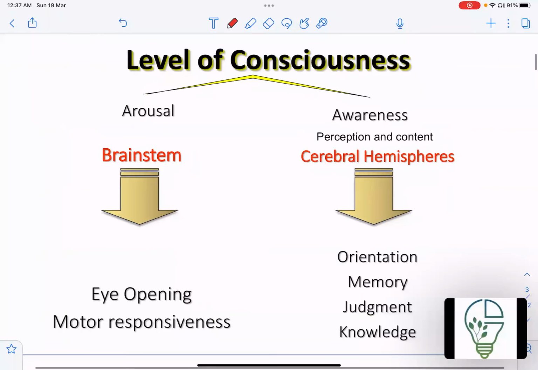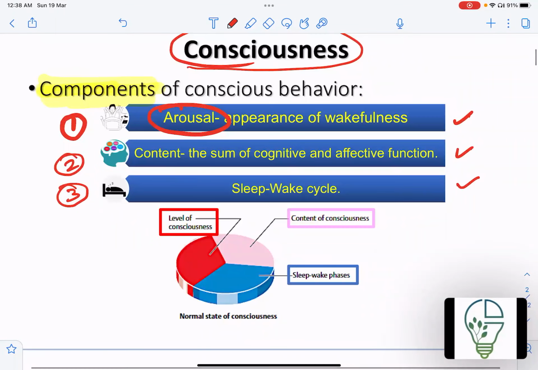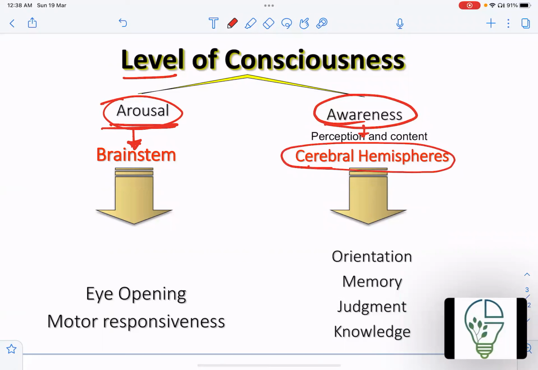All right. So we spoke about the content of consciousness. Now we talk about the level of consciousness. When we talk about the level of consciousness, it's divided into two things: arousal and awareness. We already spoke about arousal, and awareness is a subtype that we can classify based on the level. So arousal stems from the brainstem, and awareness is basically from the cerebral hemispheres. You can directly correlate the location in the brain to its function.